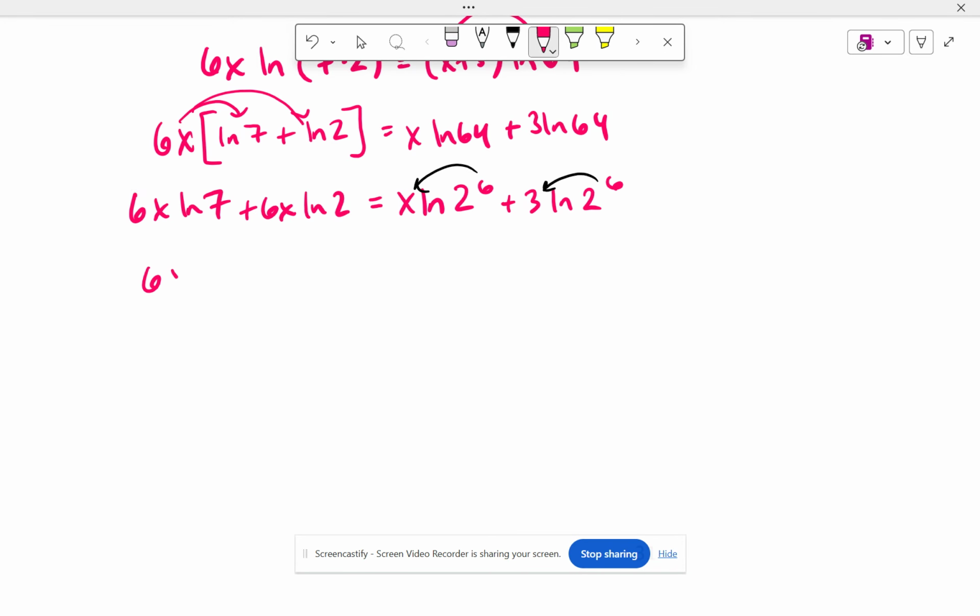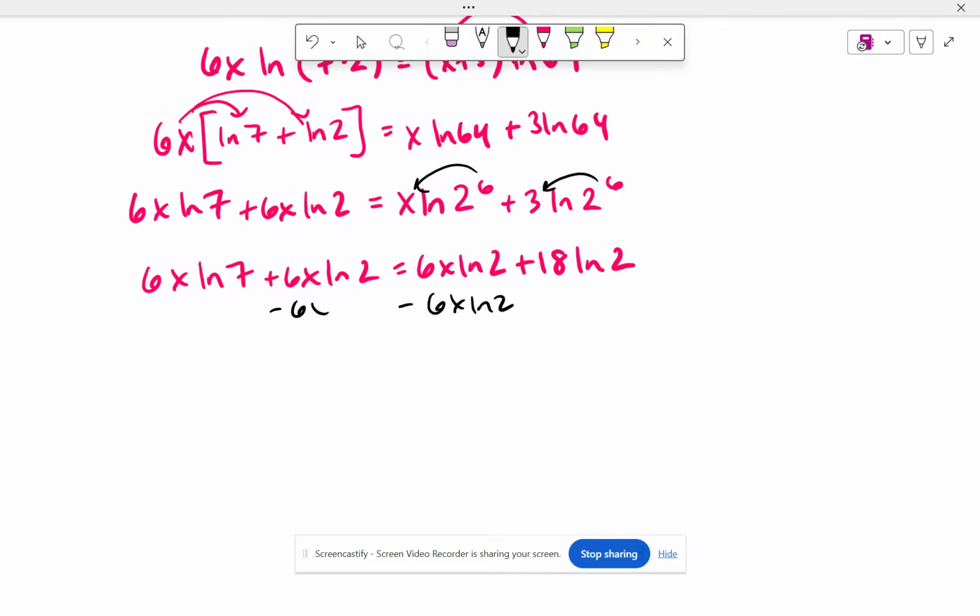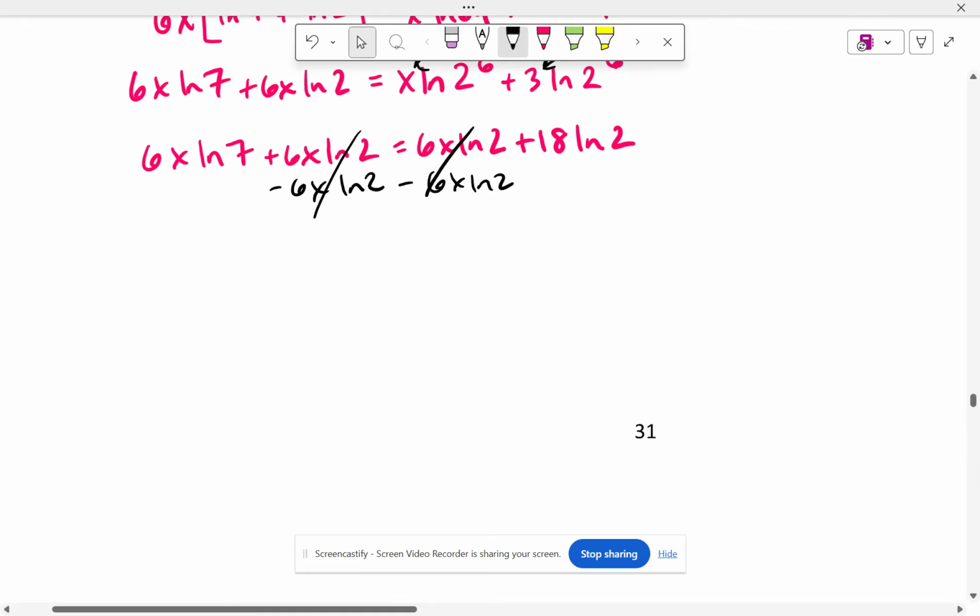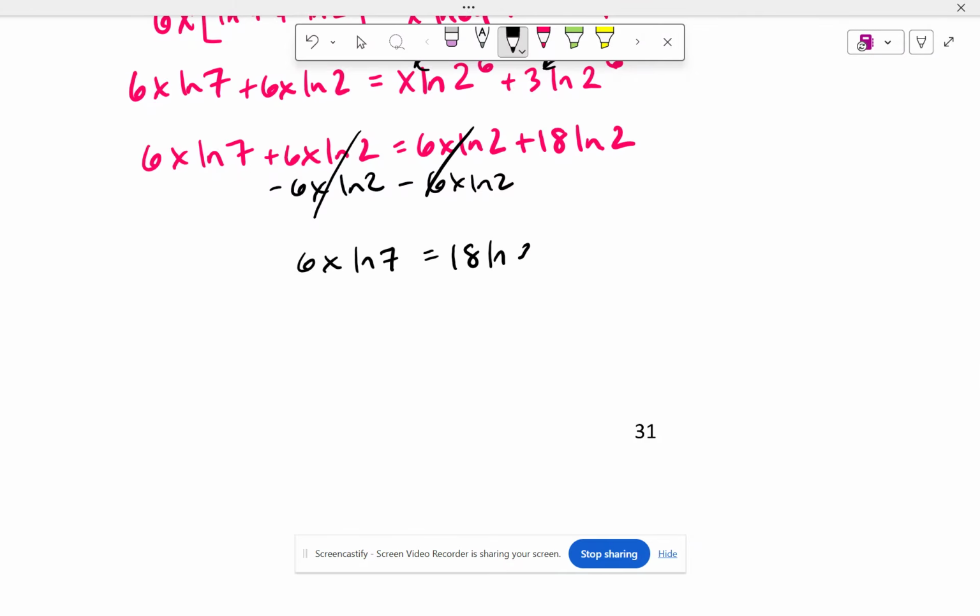So I got 6x ln of 7 plus 6x ln of 2 equals 6x ln of 2 plus 18 ln of 2. Does anyone see our next move? Is it surfacing in your brain? Yeah, they're on both sides, right? So if I subtract it on this side, it's just going to end up canceling on the other side. That's awesome for us. And then I've got 6x ln of 7 is equal to 18 ln of 2.